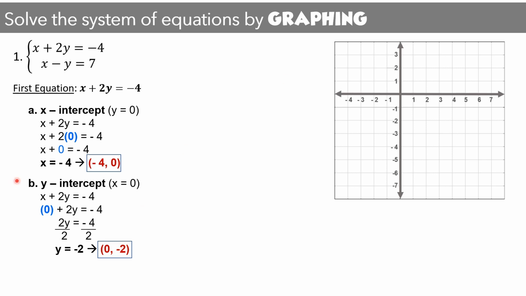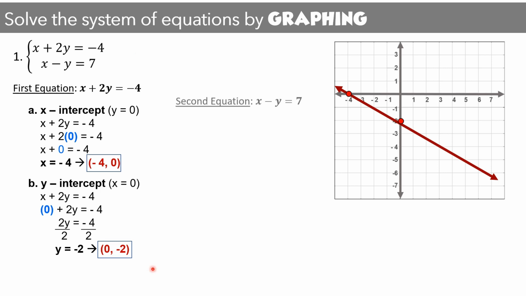We may now graph. For the x-intercept, since we call this x-intercept, therefore we will just be looking for negative 4 in the x-axis. So the x-axis is here, and we can see negative 4 in this area. Let us plot the first point. Then for y-intercept, you just have to look for negative 2 in the y-axis. So the y-axis is here, and negative 2 is in this area. Let us plot the point. Then after that, connect these 2 points to form a line. Okay, it means this is the line of the first equation.